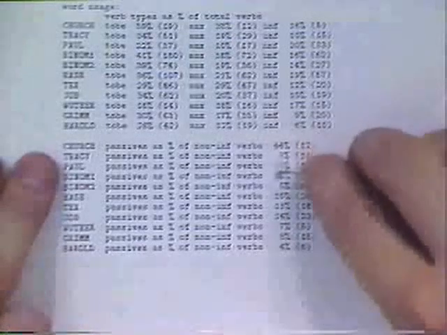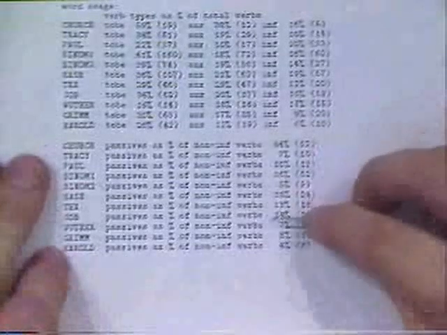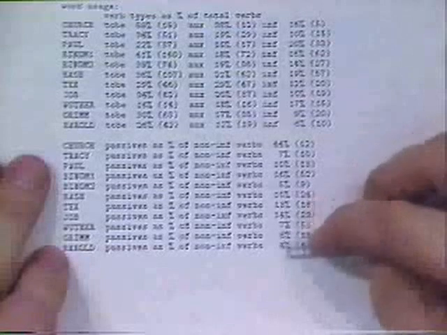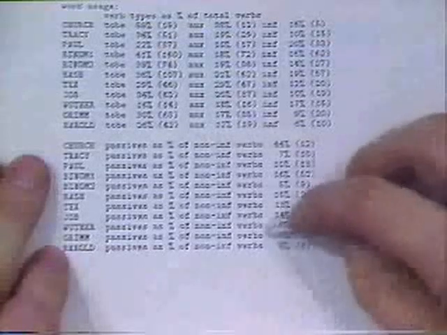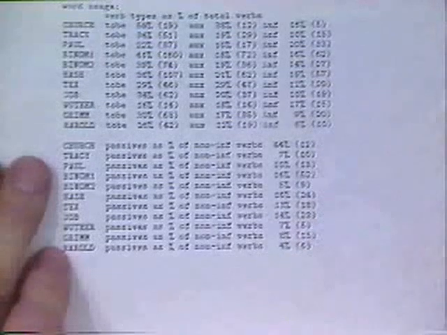Passives. Passive voice, 44% in church. That was definitely a high compared to all the others, as you'll notice. But notice that the examples of writing from the classics, Wuthering Heights, Grimm, and all this, are very low. Almost never did they use passive voice. Maybe it's because they're writing a novel instead of an exposition. Huh? Maybe we can say that. Okay.